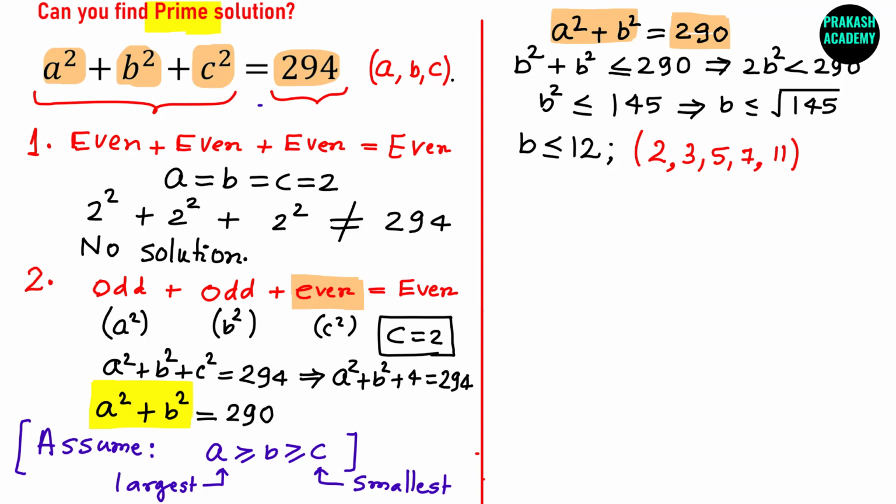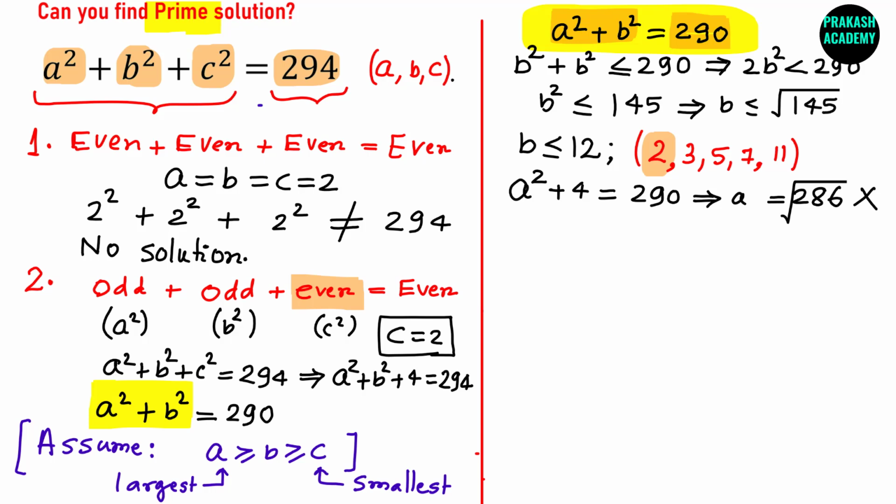Now let us check which of these solutions satisfies the equation a square plus b square is equal to 290. Let us say the first situation is b equals 2. Then a square plus 4 is equal to 290, which means a square is equal to 286. So a will be root over 286, but we cannot find a square root of that, so this solution is not possible.